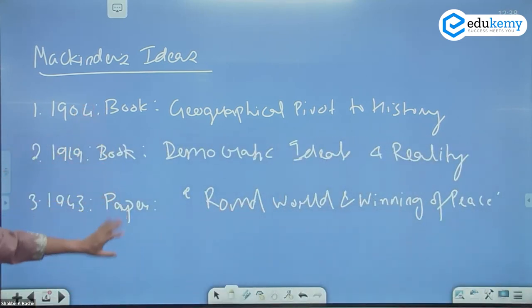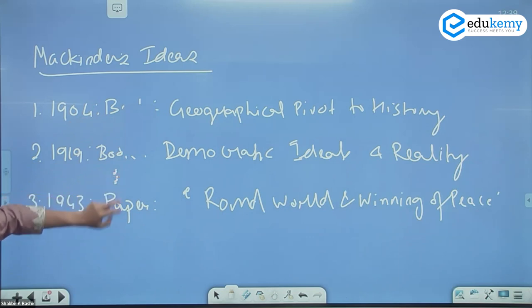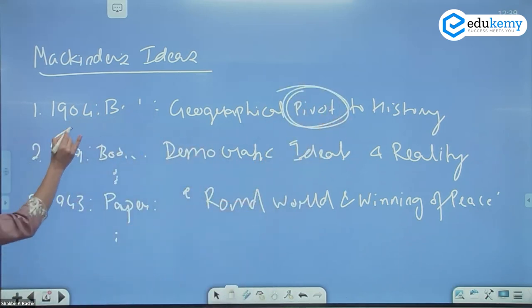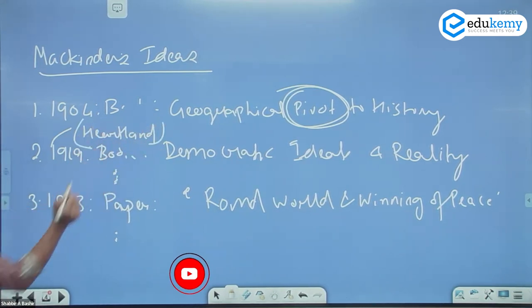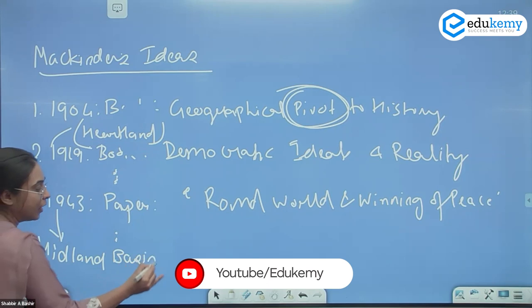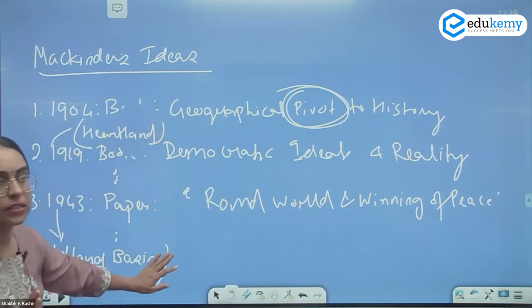So in three versions he has given his theory. In the first version he will talk about the pivot. In the second version he'll talk about the heartland, the main theory. And in the third version he'll talk about a new concept called the midland basin. What is a midland basin? We will see all that. Just know that he's given three versions of his theory.